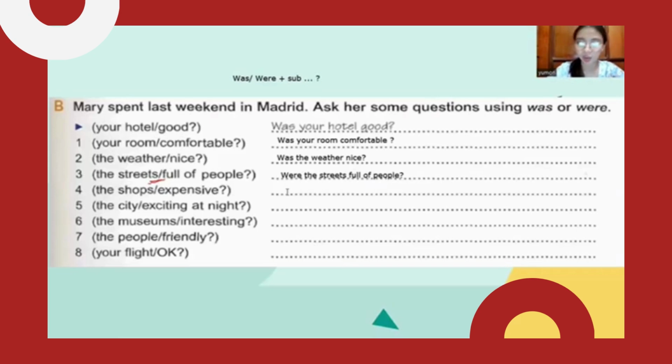Like that. Okay. Number 4, the shops expensive. The shops. So we start the question with were, okay, because the shops is the plural now. So the shops expensive.